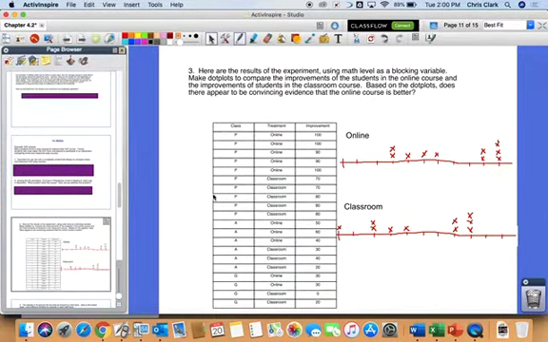Love that. Okay, so based on the dot plots, does there appear to be convincing evidence that the online course is better? So one thing that I want to make sure that we're aware of is this word convincing evidence and understand what that means. So convincing evidence ties to statistical significance. Okay? If something has statistical significance, it means that I have convincing evidence for something to have happened, right?